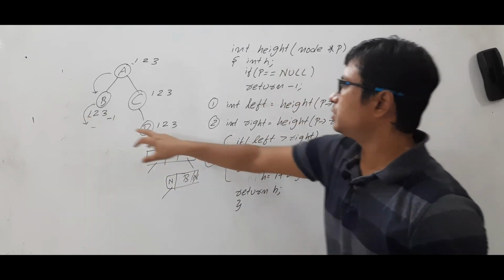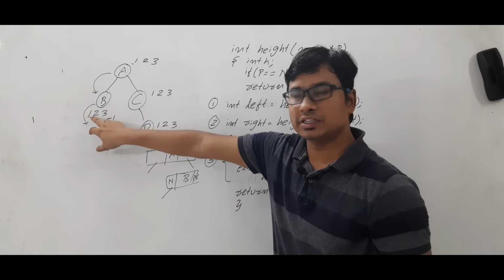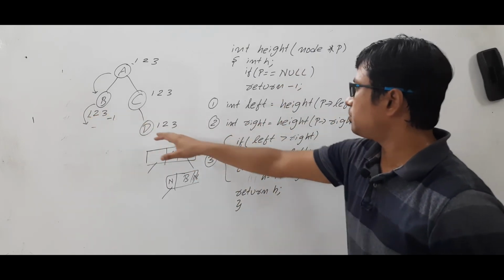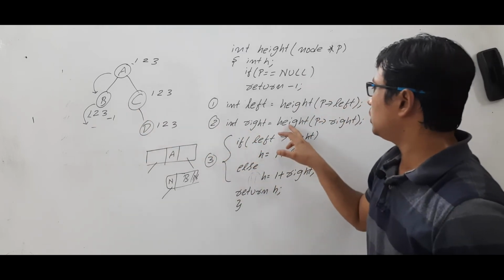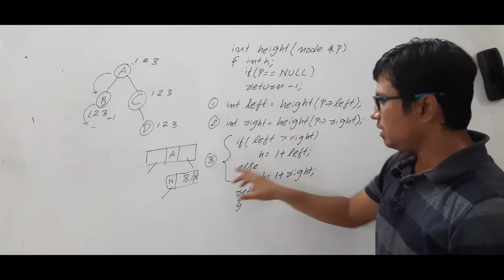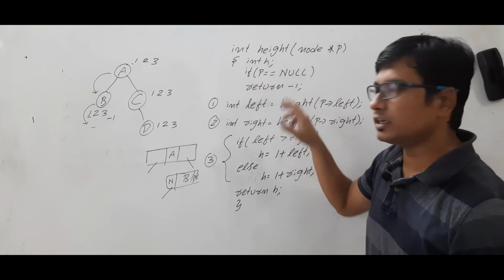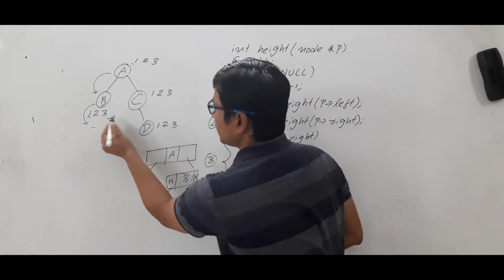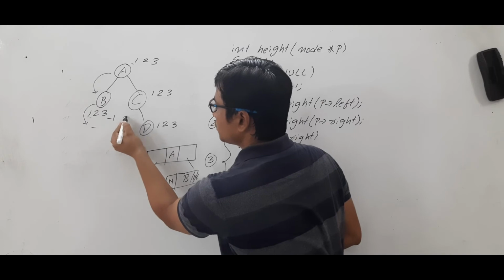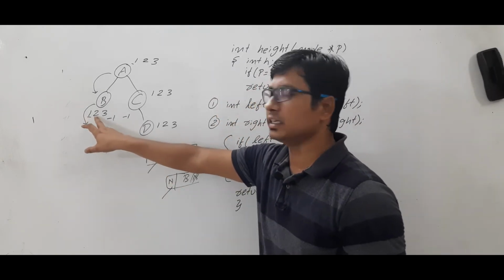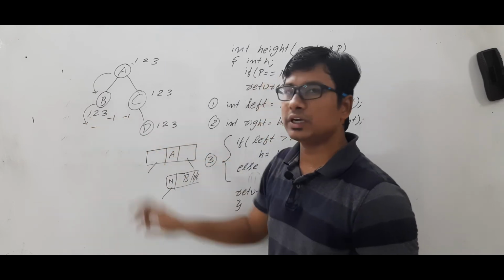Similarly, once you have executed the step 1, you need to execute the step 2. Execute the step 2 means int right is equal to height of P of right. What is the P of right? It is null. If it is null, again you will return -1. So the height of the left subtree is -1, the height of the right subtree is -1. So you executed step 1 and step 2, you got -1 and -1.